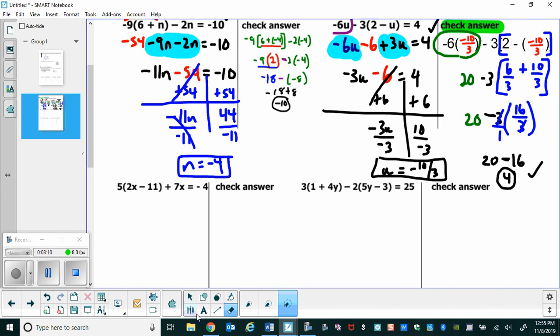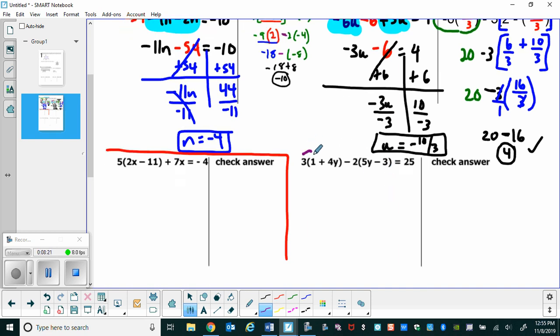Now, this next one, I think you'll be able to handle this one on your own, so I'm going to leave that there for you. But I do want to use this video opportunity to show you guys that you might need to distribute more than once. So for this one, you'd have to distribute here and get a 3 plus the 12y. And if that wasn't there, this would be a negative 2. So now we're going to distribute this negative 2 here and here. So this is going to be minus 10y, and this is going to be plus 6. And then, of course, we have our equals 25.